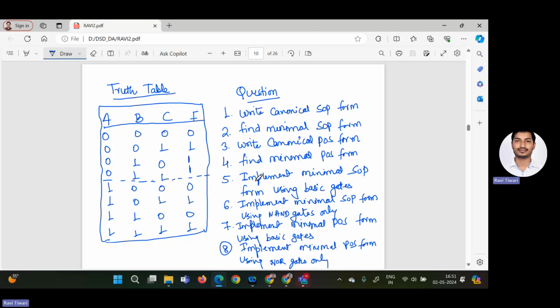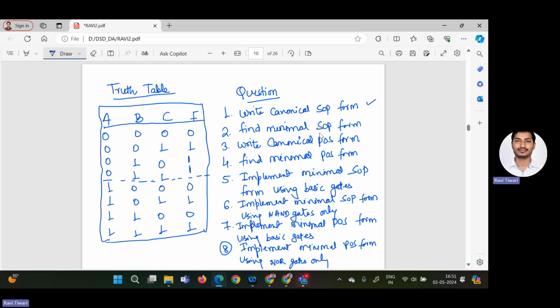We will see this question. It's actually multiple questions with the same truth table. So here we have a certain truth table, and we have to do these many questions. First question is: write the canonical SOP form, that is, sum of product form.